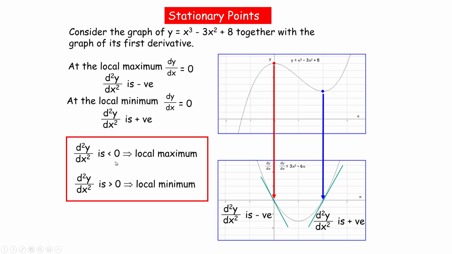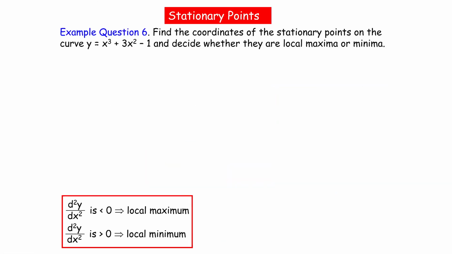So if you've got the second derivative less than 0, you've got a maxima. If the second derivative is greater than 0, you've got a minimum. Okay, so for example question 6, we need to find the coordinates of the stationary points for this curve and decide whether they're local maxima or local minima. Well, first we've got to differentiate. y equals x cubed plus 3x squared minus 1, and if we differentiate that, we get 3x squared plus 6x.